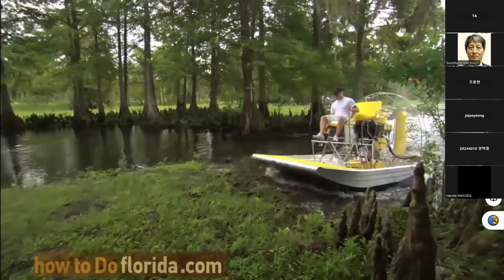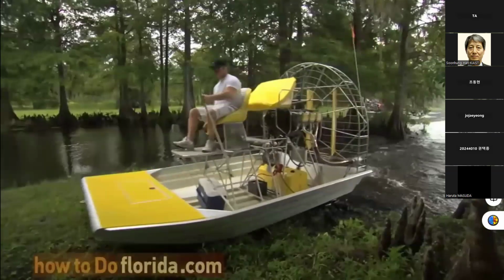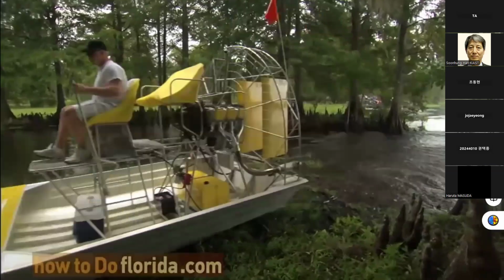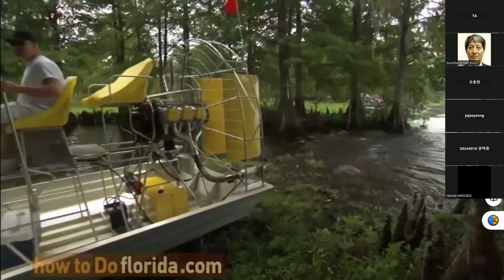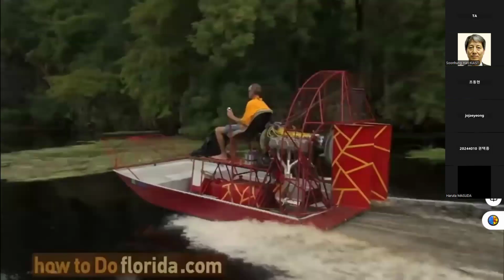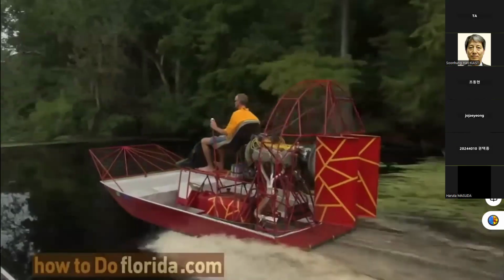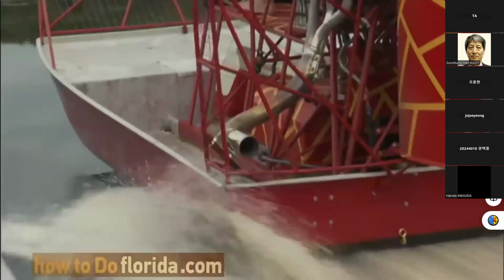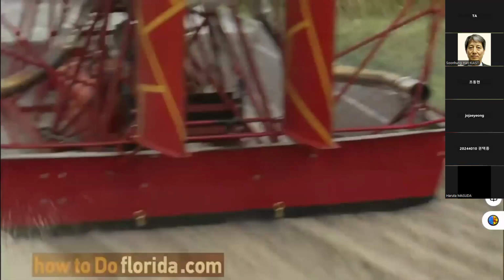Yeah, sometimes they use an air cushion in the boat, or like shallow water and also shallow grass.